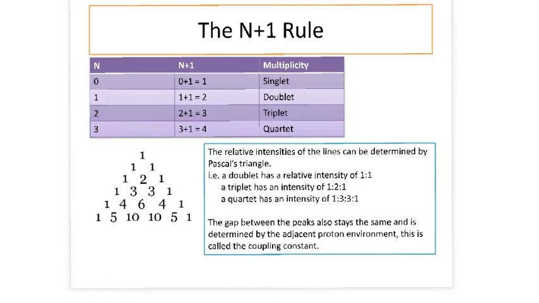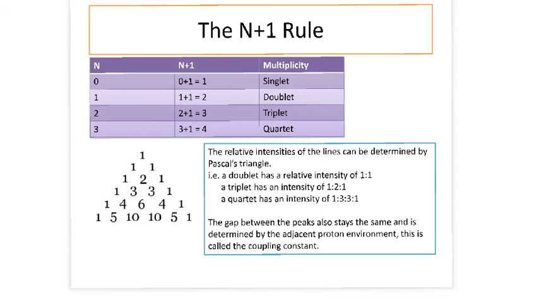If n is 2, then it's 2 plus 1 equals 3, so you see a triplet, which is 3 peaks. Now in this case, the middle of the 3 peaks will be twice as high as the 2 outside peaks. And you don't have to worry about why this happens, but you can look it up if you're interested.